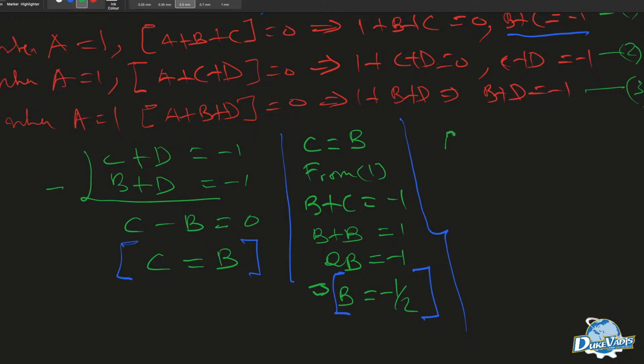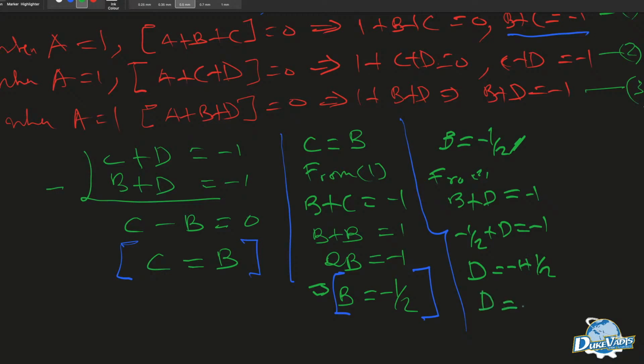B is equals to -half, meaning that from 2, B plus D, and from 3, B plus D. So B plus D is equals to -1, meaning if I substitute this, -half plus D is equals to -1, then our D is equals to -1 plus half. So D is equals to -half.